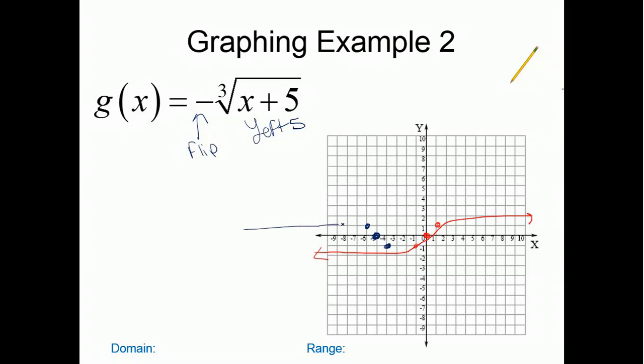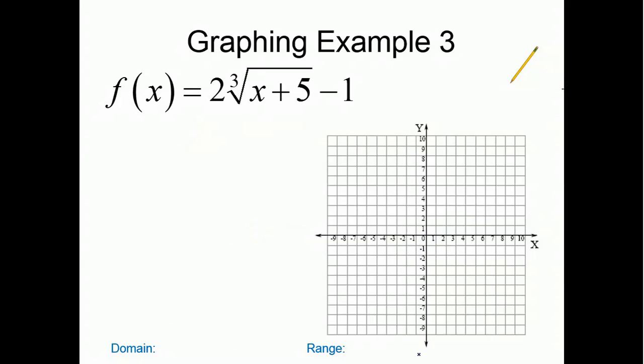Now to do my curve. There you go. That is my flipped and moved left 5 cube root graph. So what about my domain? Getting all my negative x's, getting all my positive x's. So my domain still has not changed. That's pretty interesting. My range, all the positive y's and all the negative y's. So same thing, domain and range, both negative infinity to infinity. Nothing has changed on either of those graphs.